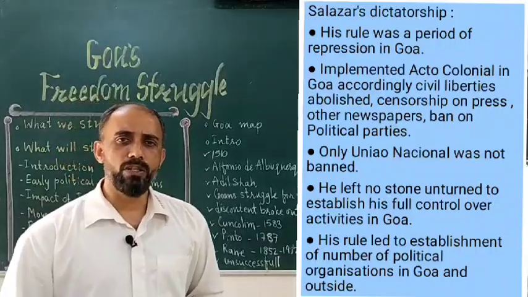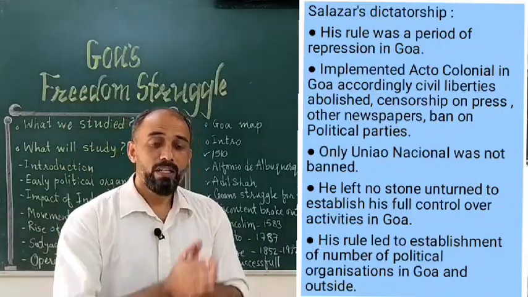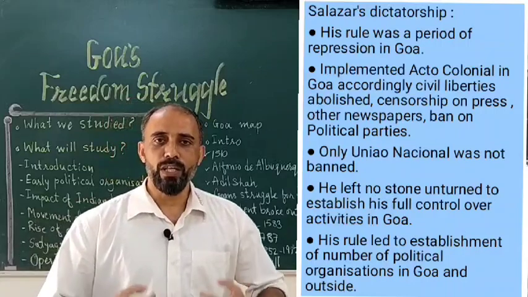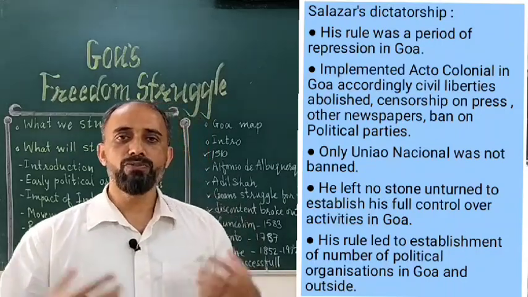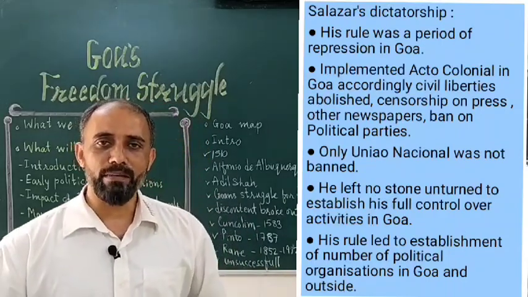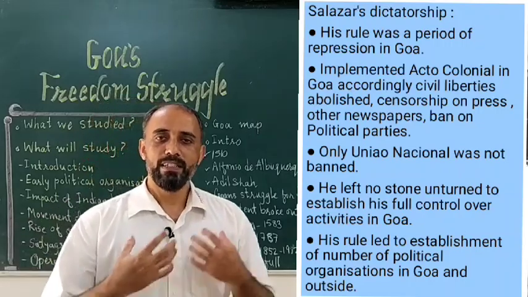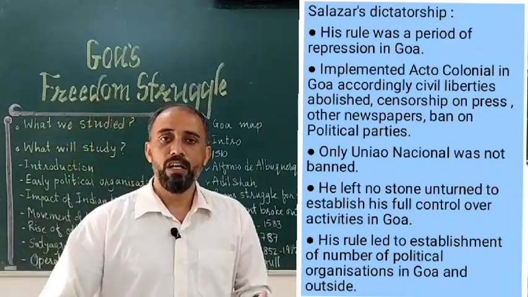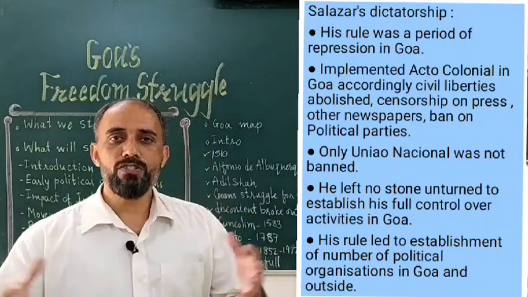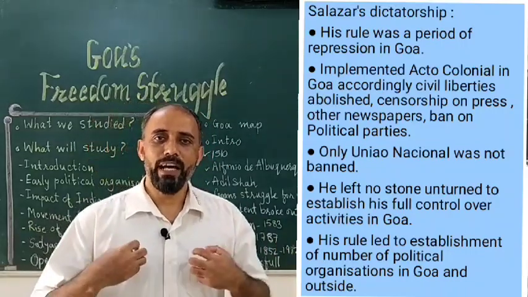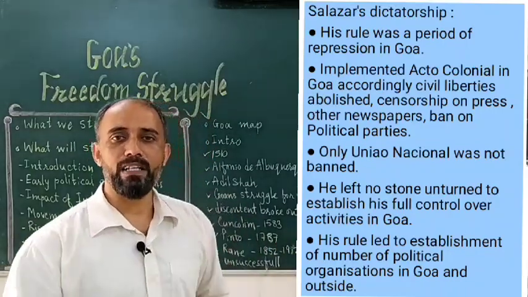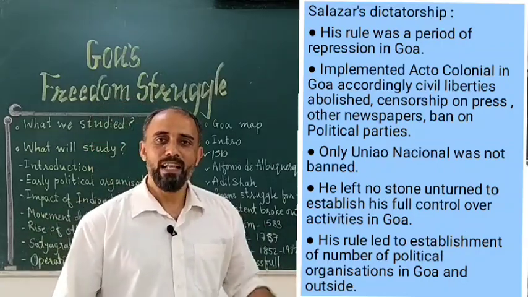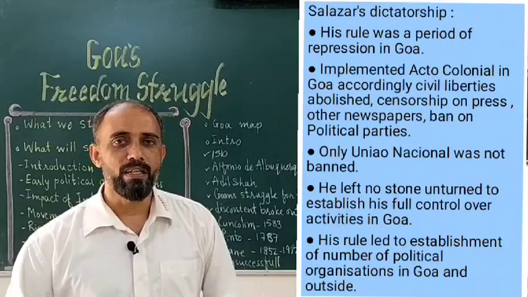What is this Acto Colonial law? As per this law, they abolished civil liberties. What are civil liberties? If you think of it today, we have fundamental rights. What are those fundamental rights? What are our civil liberties? That we have the right to freedom, right to thought and expression, right to movement, and so many. If they are violated, we can appeal in court. But this choice was not there, because of this Acto Colonial law.